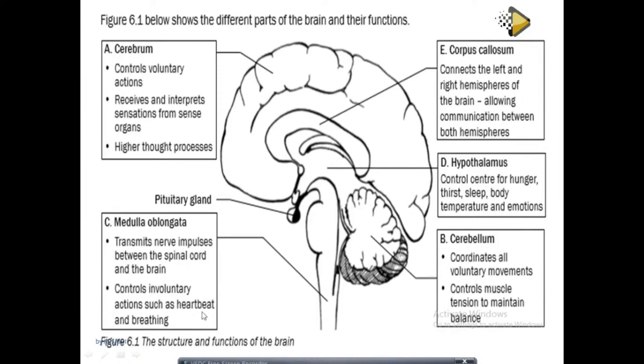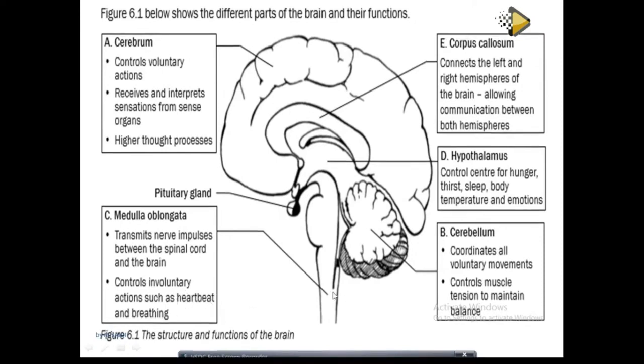That is impossible, because the heart is not being controlled externally. It's being controlled by the medulla oblongata. Then we have the cerebellum. The cerebellum is very important for coordinating. Here it is coordinate, not control. It coordinates all voluntary movement.